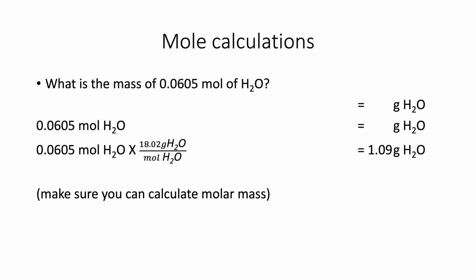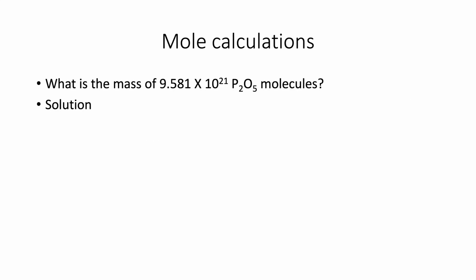Okay. All right, let's try another one. So the mass of 9.581 times 10 to the 21st P2O5 molecules. I'm going to count to 5. You can hit pause and try it on your own.